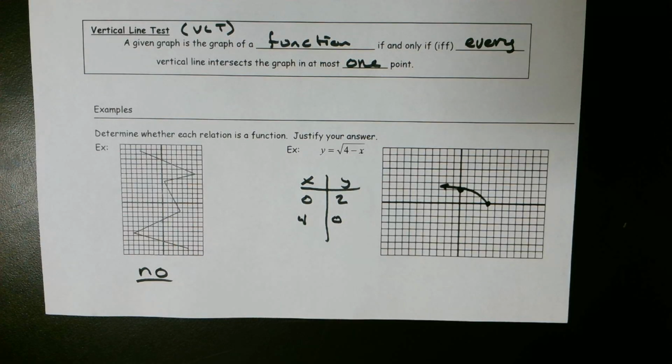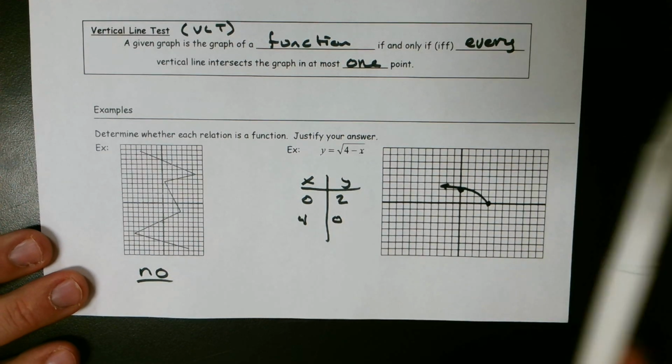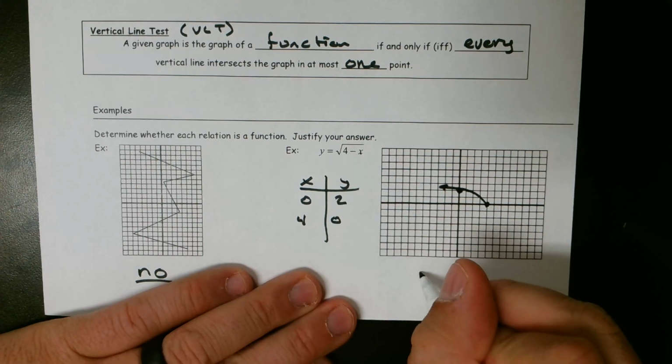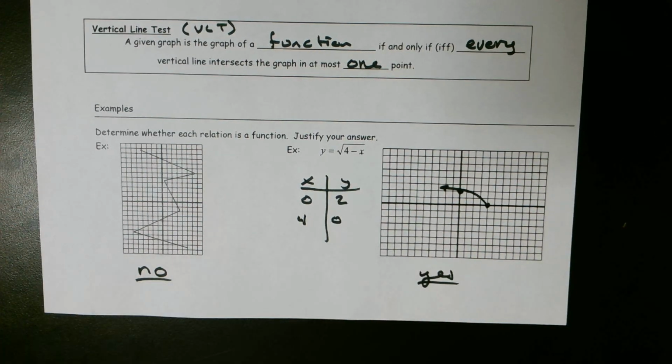Okay, does that pass the vertical line test? Any vertical line I draw, I'll use my pen here. Any vertical line I draw is only going to hit the graph once. So yes, this is a function because it passes the vertical line test.